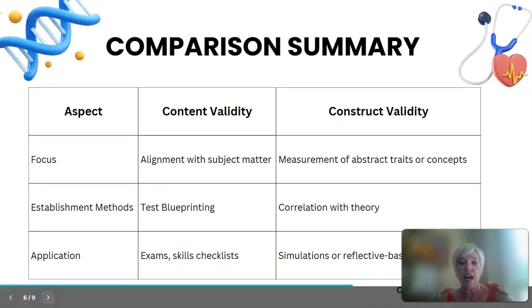This next slide shows a comparison summary of content and construct validity. So take a few minutes to review the chart, or you can pause the video to make some notes.